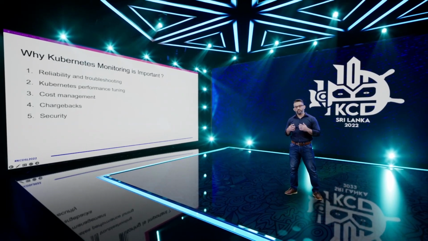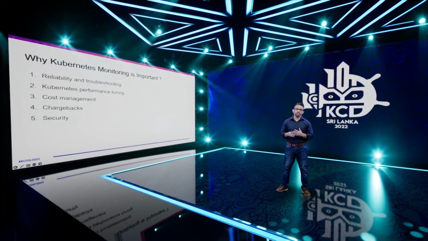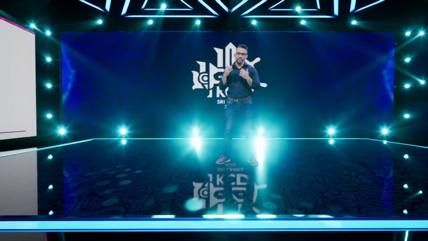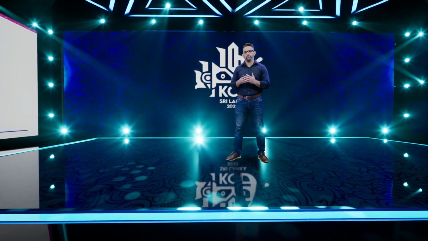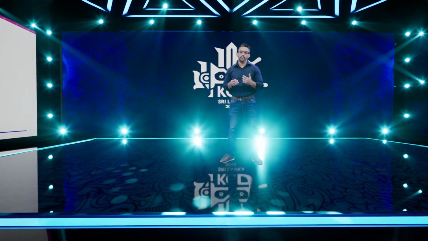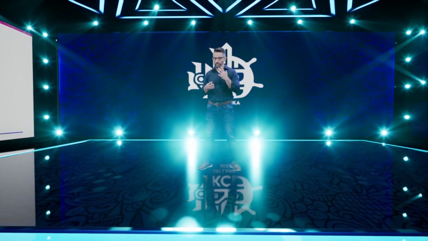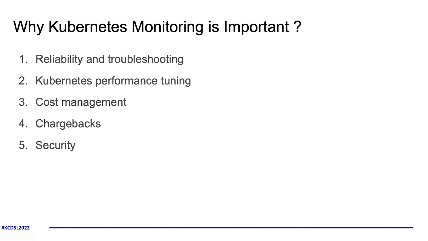Okay, let's see why this monitoring is so important. In cloud native or microservices, apps are very complex and you have a lot of moving parts. When an issue occurs, it's very difficult to pinpoint and identify the issue. So monitoring is important for reliability as well as troubleshooting. Secondly, knowing your infrastructure will help you to optimize your hardware. Thirdly, if you are using a public cloud infrastructure, cost will play a major role. So having insights into the Kubernetes environment will help you to reduce cloud spending.